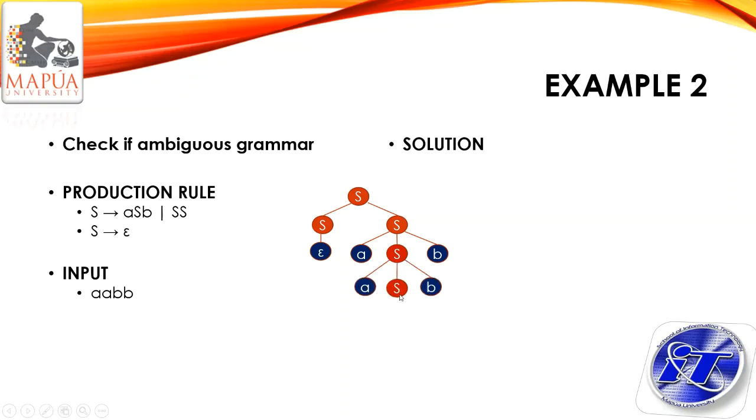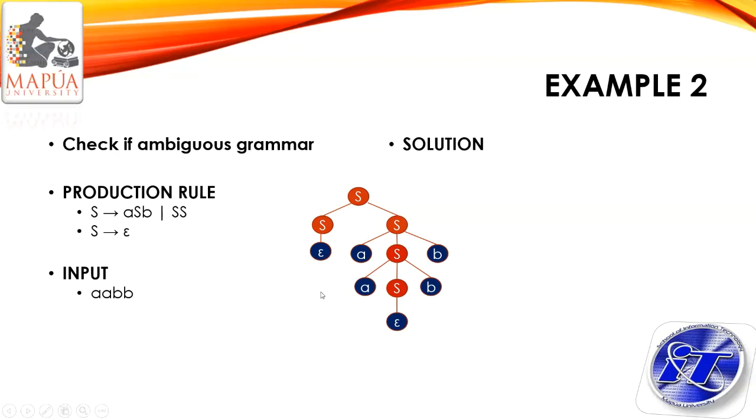Then compare the end nodes: null AASBB. Null could be removed from our string, so we only have AASBB. We already obtained AABB, but we have an excess S. So we need to remove this so that we could obtain the desired input by replacing S by null. So now we have null AA null BB, or basically just AABB, which yields this input. So this is our first derivation tree.